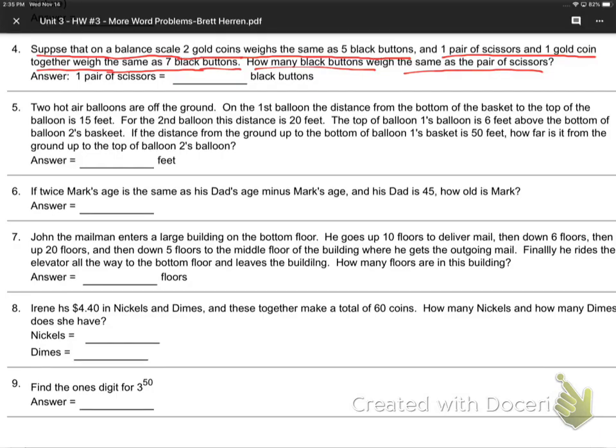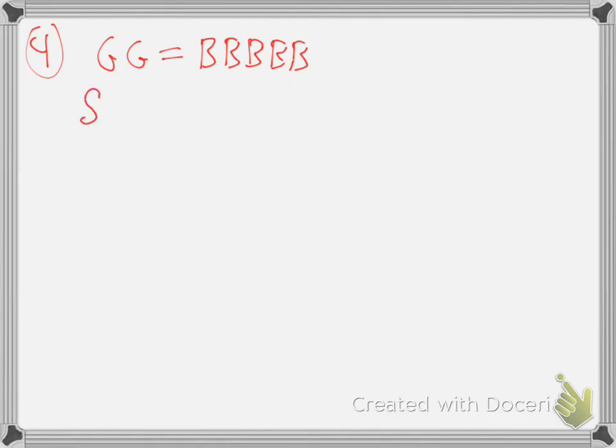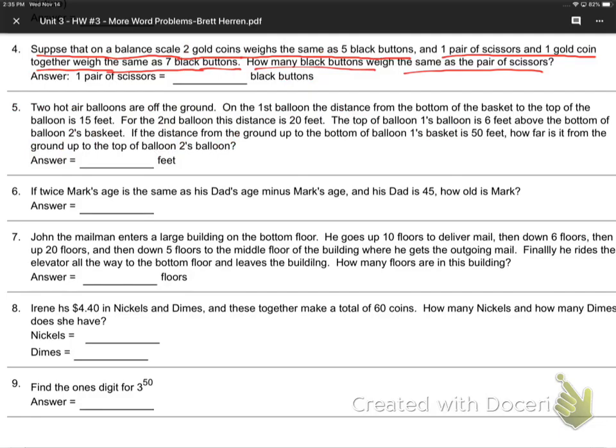How about I write out the key facts, which I'm sure a lot of you are doing. 2 gold coins, 5 black buttons. So I'm going to go 2 gold coins equals 5, let's call B for black buttons here. So 2 gold coins, 5 black, they're equal, right? Weighs the same as. And 1 pair of scissors and 1 gold coin is 7 black. Are those the key facts?